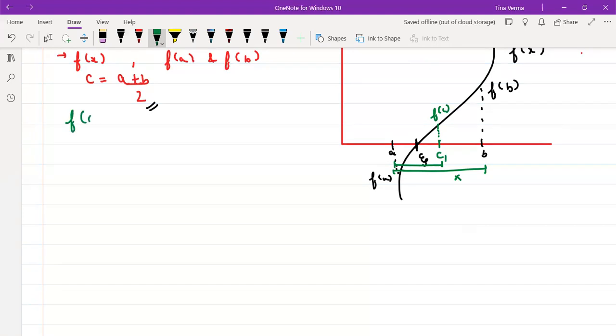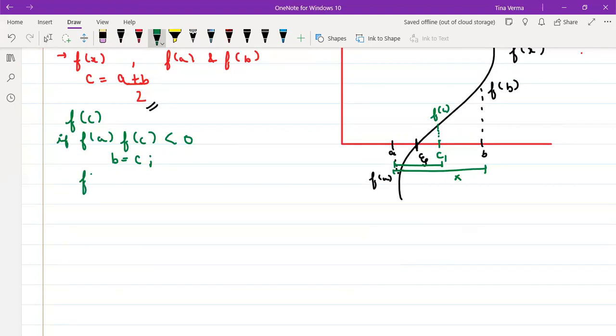Now you are checking the function value at c. Is it negative or positive? Or you can check if f of a and f of c comes out to be zero, then you copy your c variable in b variable. Then b will be equal to c.